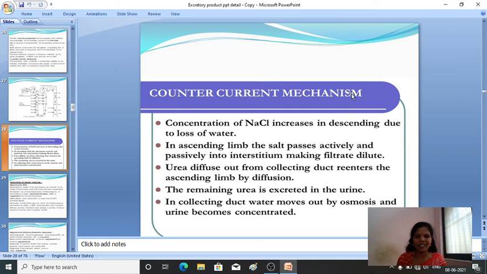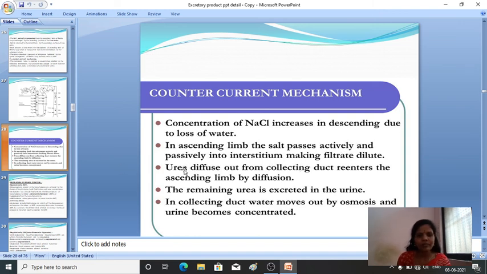So these are some of the points you can remember in the counter current mechanism. What is the first point? Concentration of sodium chloride increases in the descending limb due to the loss of water. Then in the ascending limb, the salt passes actively and passively into the interstitium, making the filtrate dilute.